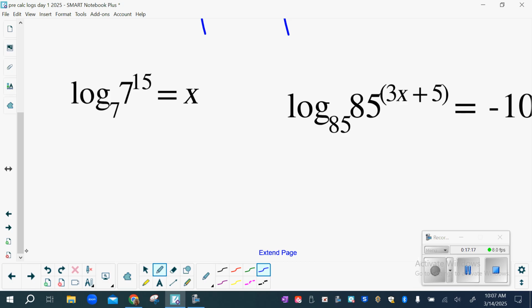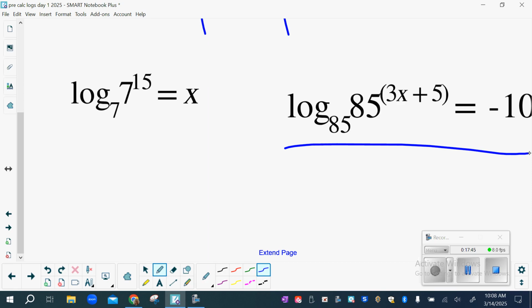Okay, I want everyone to do this one right now. Everyone's doing this one. Use the trick. Do that one right there. Equals what? Equals 10.